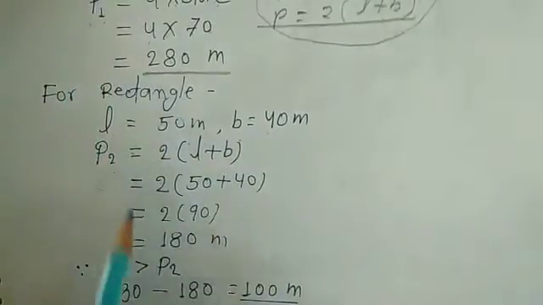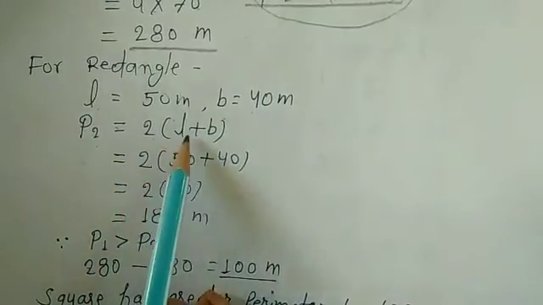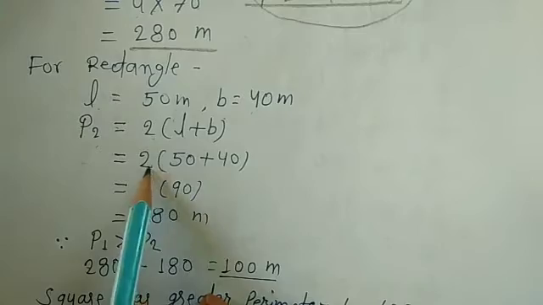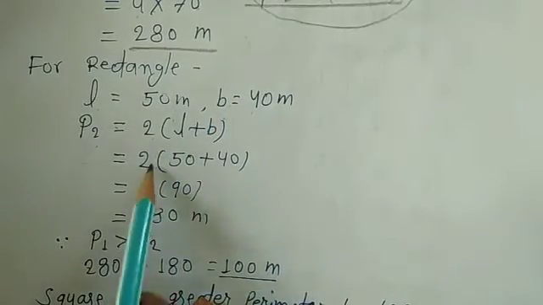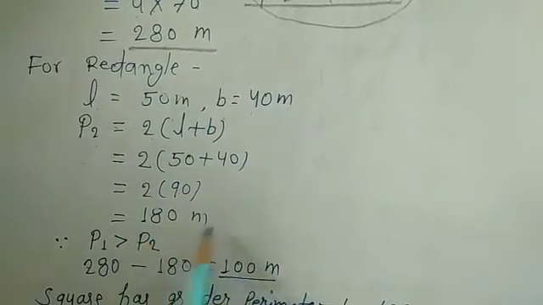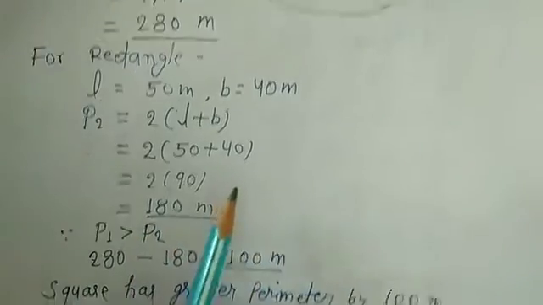This is P1 and this is P2. 2 into L plus B. So 2, length is 50, breadth is 40, 2 into 90, this is 180 meter. This is the perimeter of the rectangle.